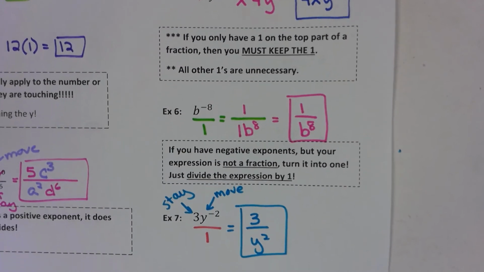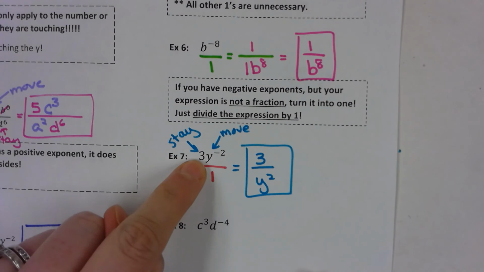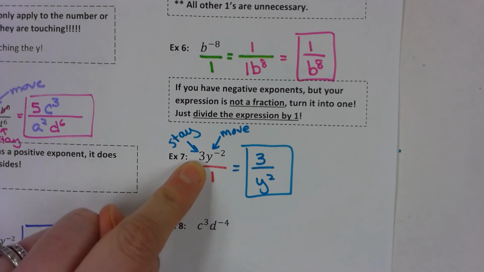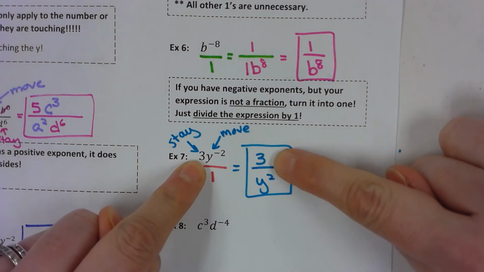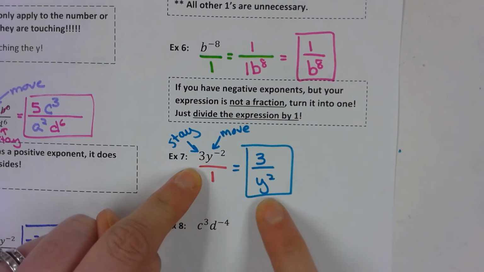Now I put another example right here. That one is very similar to the one that we just did. The big number does not have an exponent. It would stay on the top part of the fraction. Since the y has the negative exponent, it would change sides and move down to the bottom.